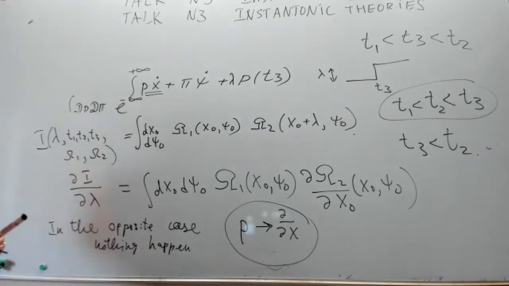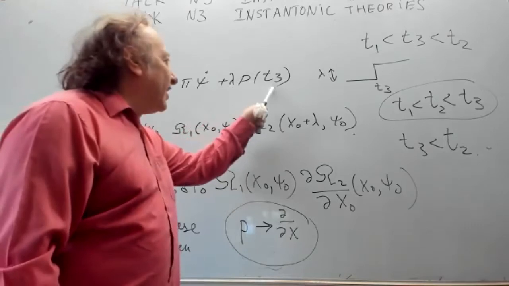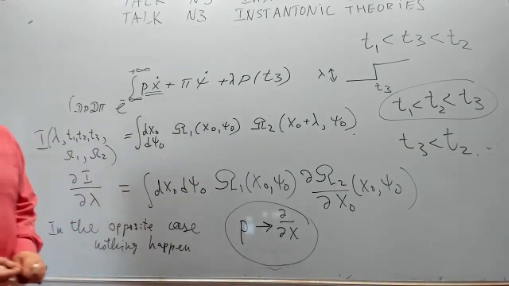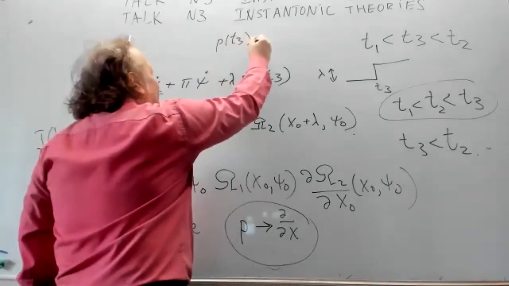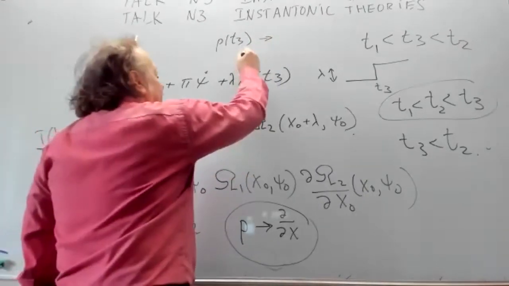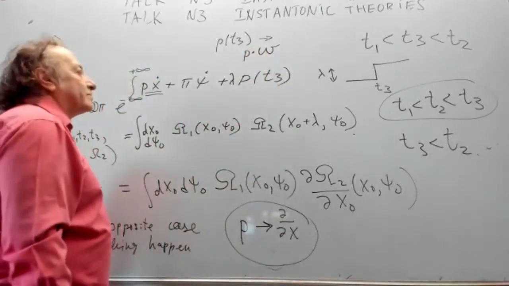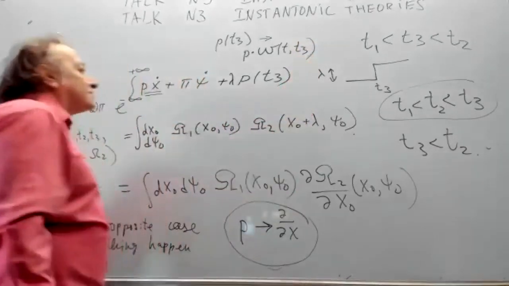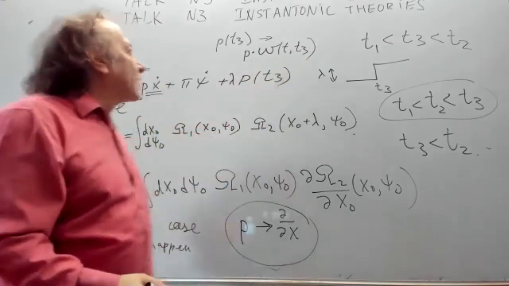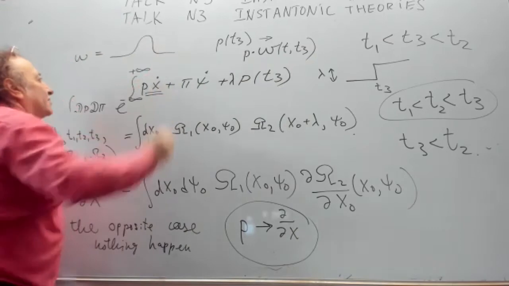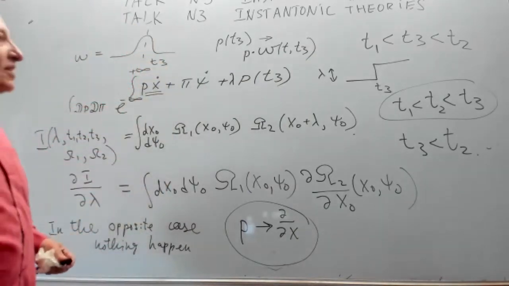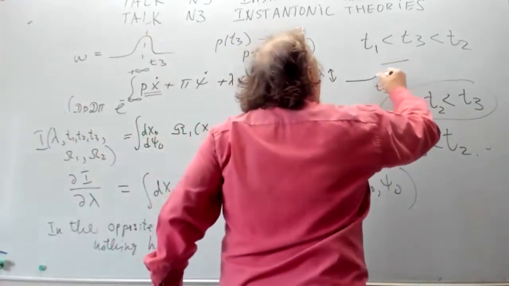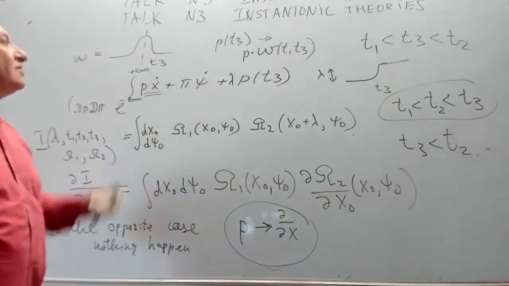You see how it works. So you may say that it is not fair to put here a delta function, because how can we study theories with a delta function? We can smooth it. We can replace P of T3 by something regularized, P times sine omega, depending on T and T3. And I want this omega to look like this. So in this case, the trajectory would not be that sharp. The trajectory would be smooth. The answer would be the same.